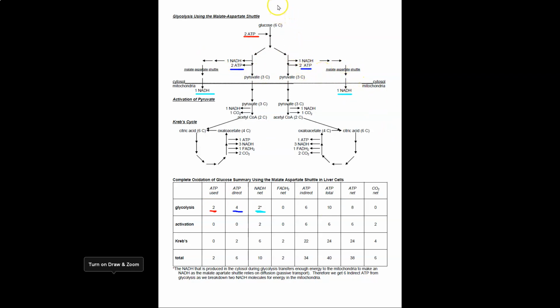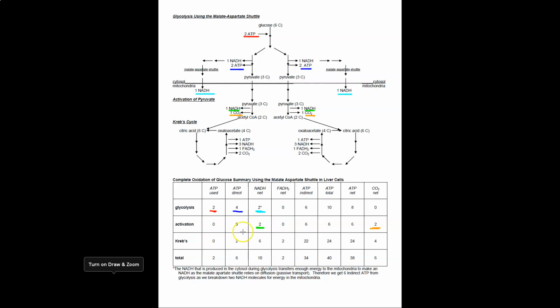The activation step happens in the mitochondria. So in the activation, I get 1 NADH for each pyruvate molecule. So that's this one right here. In the activation, my NADH, I'm already in the mitochondria. I don't have to worry about a shuttle. All right, we'll also account for the CO2. So here's my CO2 here, and here's my CO2 here. And so that's, again, this is the activation step. See it right here, activation. So here's my 2 CO2 in my activation step.